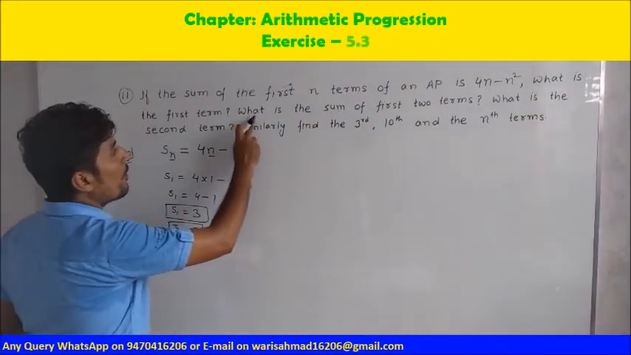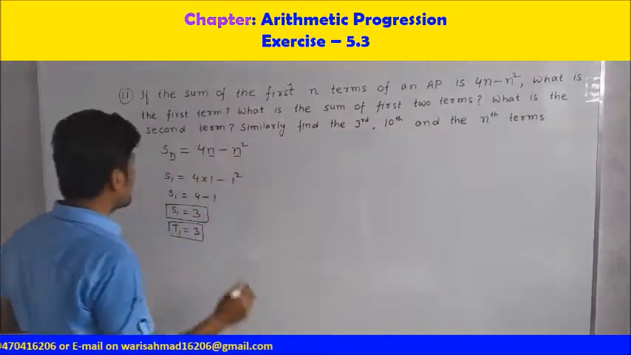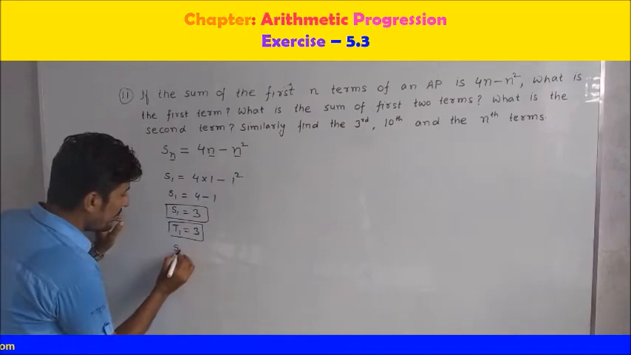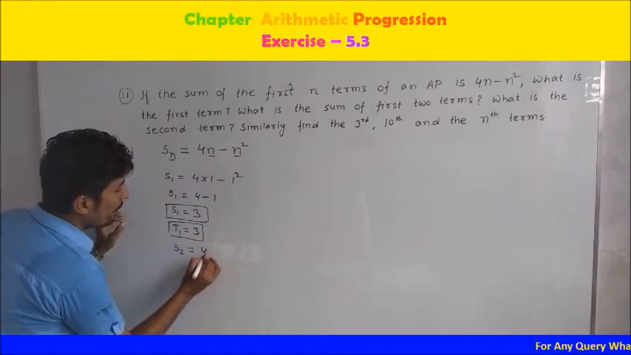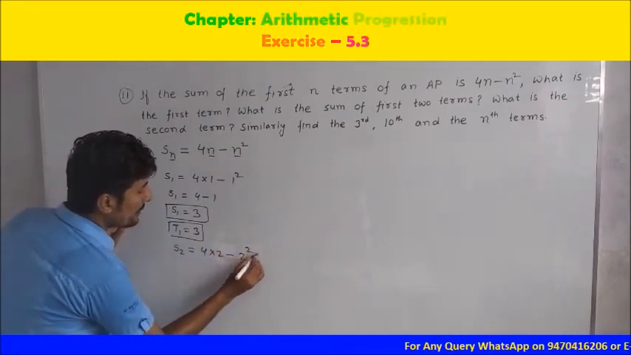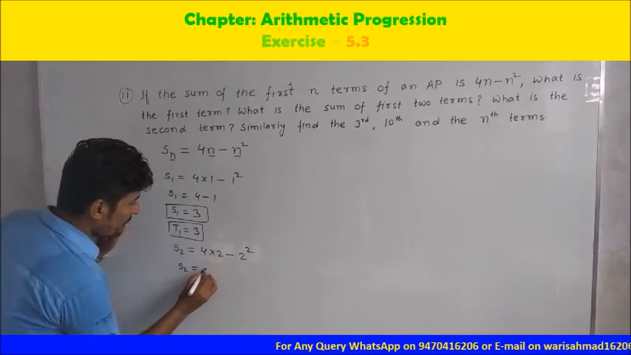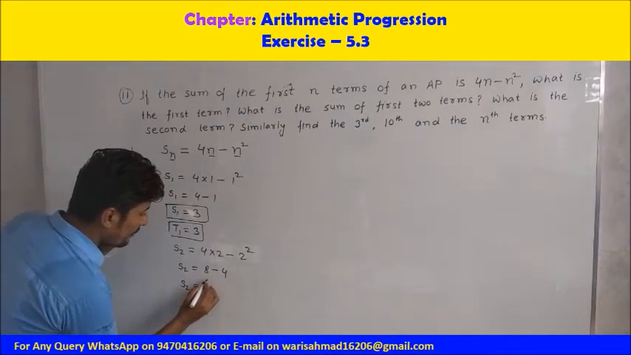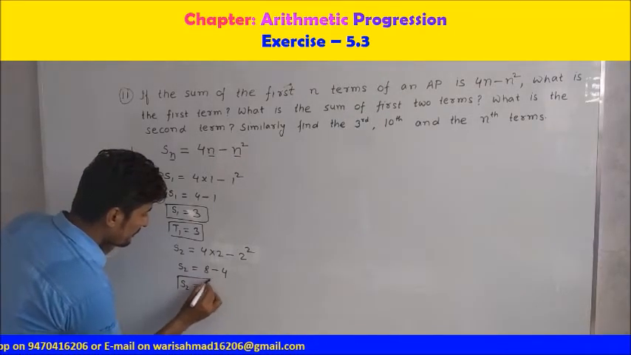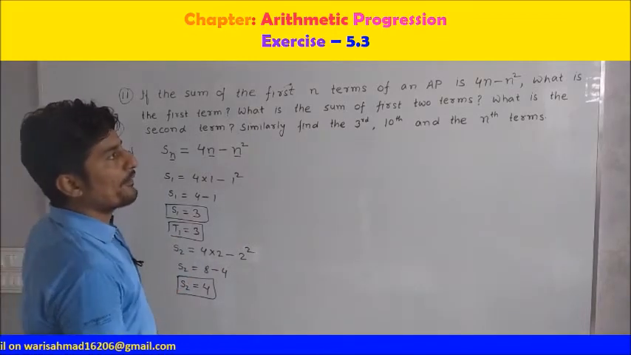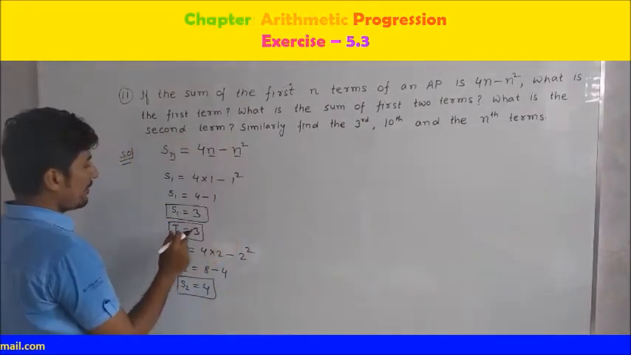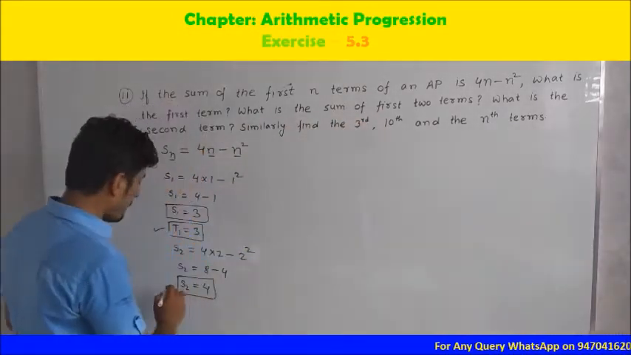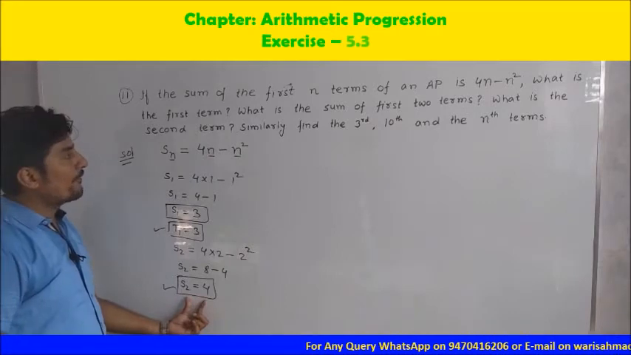Now the next question is, what is the sum of the first two terms? For that we have to put the value of n equals 2. So S2 equals 4 into 2 minus 2 square, so S2 equals 8 minus 4, and finally S2 equals 4. So we have solved the first and second questions. What is the first term? The first term we have got is 3. Next question, what is the sum of the first two terms? The sum of the first two terms is 4.